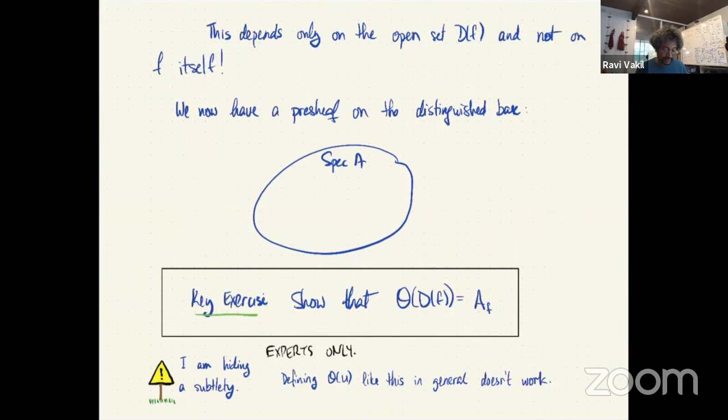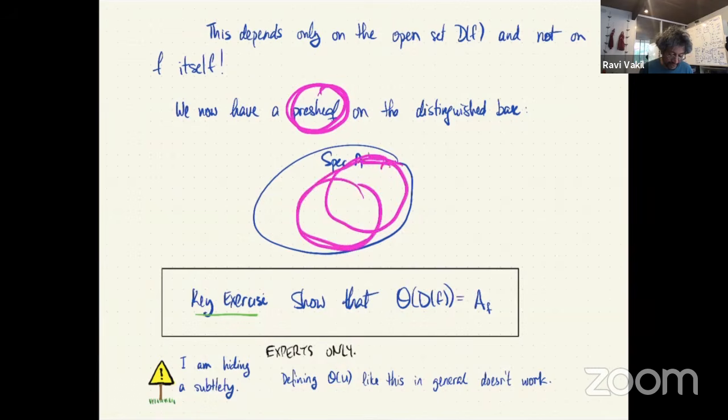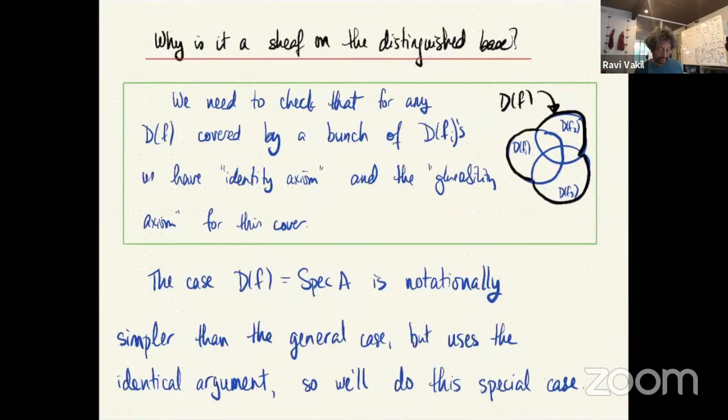We now have a pre-sheaf on the distinguished base, and now we're at the problem. Now we can state the problem clearly again, which is that if we have one open set, we can cover it with these smaller distinguished open sets. Why do we have the identity axiom and the gluability axiom? So what do we need to check?